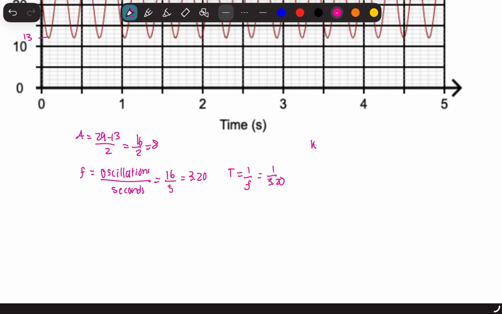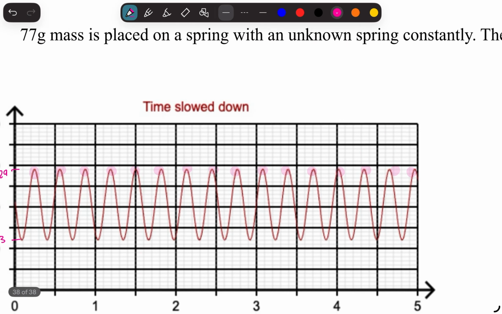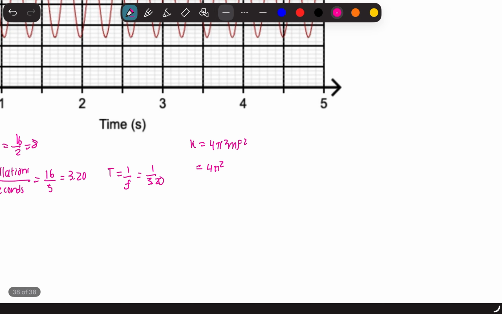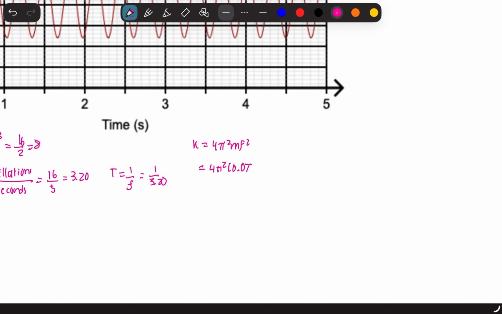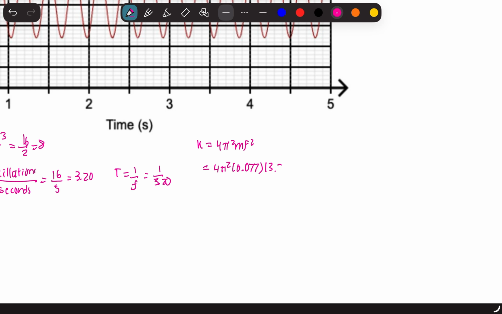Now let's find our spring constant. k is equal to 4 pi squared m f squared. Here, what is our mass? Our mass is 77 grams, so we need to have that in kilograms, 0.077 kilograms, and plug that in. 4 pi squared times 0.077 times our frequency, which we found is 3.20, so 3.20 squared, and then your k is going to equal 31.1.